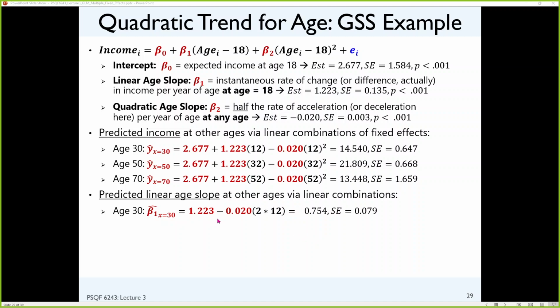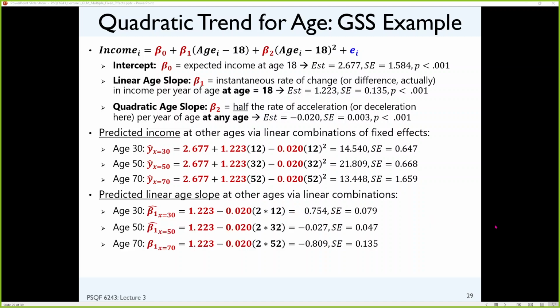So if you think about predicting the slope itself, like if you want to know what the slope is going to be at age 50, or at age 30, you can figure that out. The model happens to give you the one at 18, but it's a linear combination to get the others. So we start with the slope at 18, that's the 1.223 here, and we subtract the quadratic coefficient. I can't multiply it by 2 in the software, so instead I have to multiply the value of age that I'm filling in. So 2 times the age that I want the slope for is how I ended up with this result, and you can do the same thing for the other ages here.